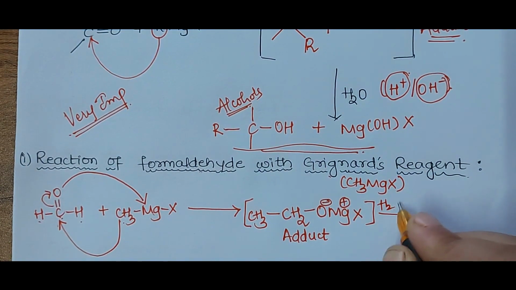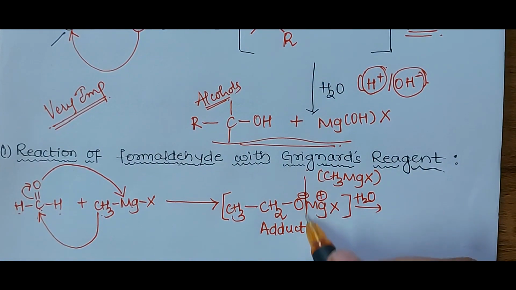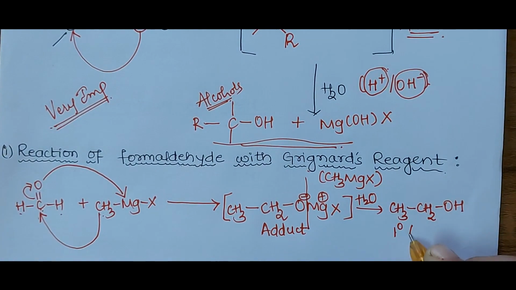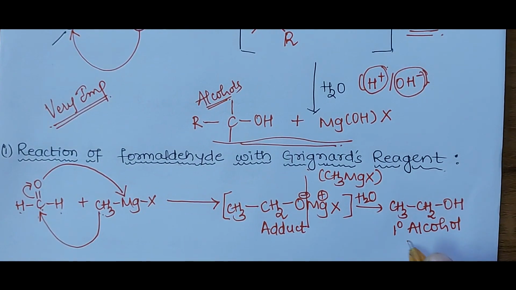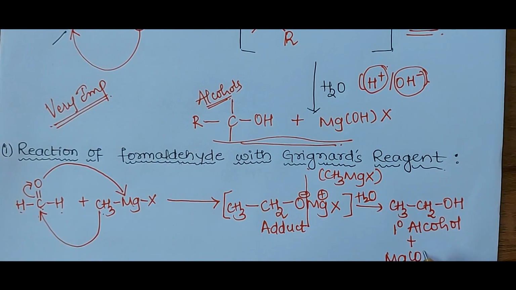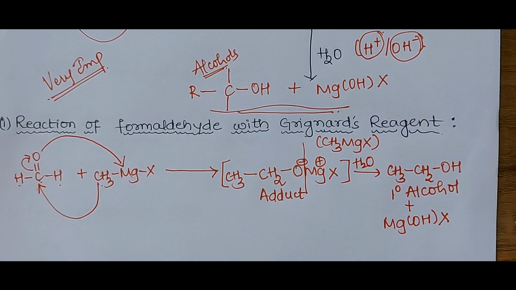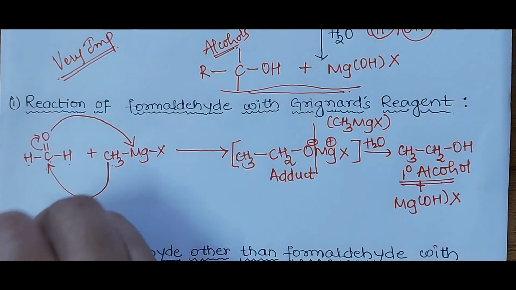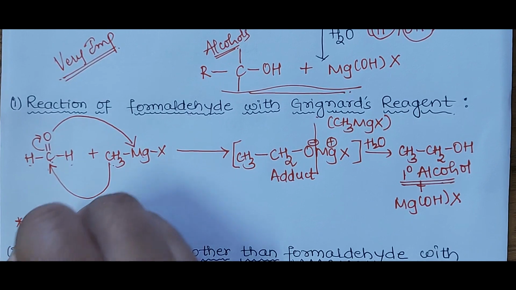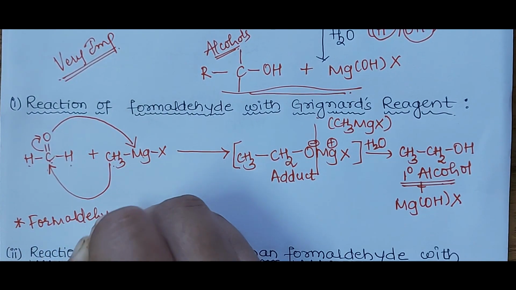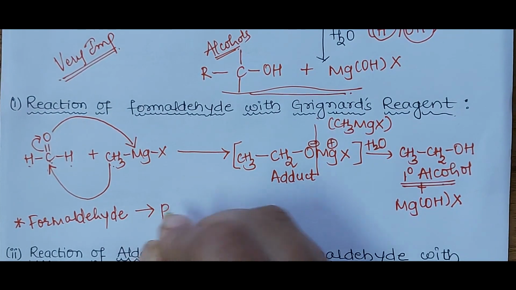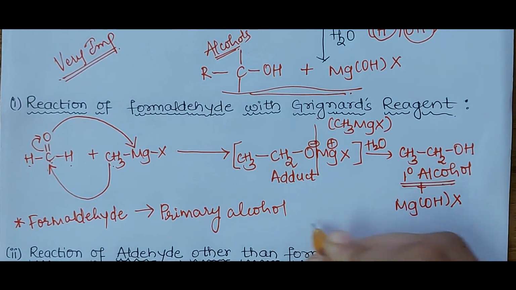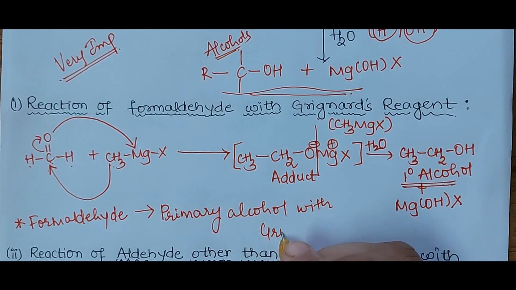Now this adduct further undergoes hydrolysis. When it undergoes hydrolysis, the resulting product obtained is, so H forms a bond with oxygen, so CH3CH2OH, and this type of alcohol we call a primary alcohol. Plus the byproduct obtained is MgOHX, that is hydroxy magnesium halide. So primary alcohols are formed whenever formaldehyde reacts with Grignard's reagent. So always note it and remember that formaldehyde reacts with Grignard's reagent and it results in the formation of primary alcohol.